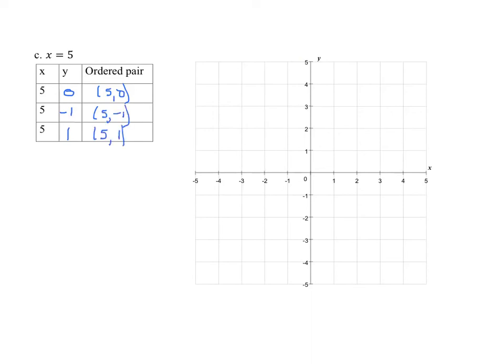So let's graph those. To the right 5, don't go up or down on the y. To the right 5, down 1 on the y. And to the right 5, up 1 on the y. So I draw this. It's a nice vertical line. x is equal to 5.